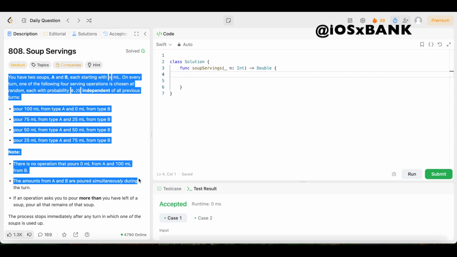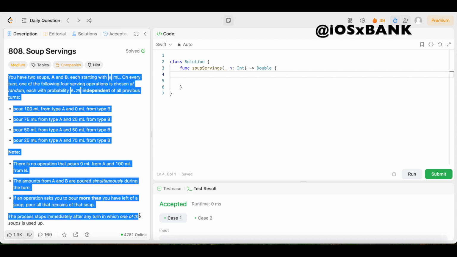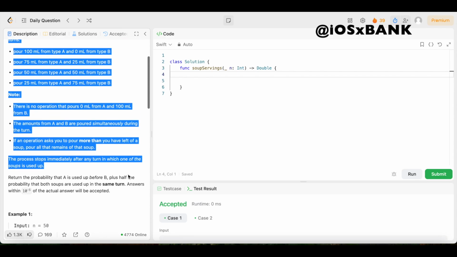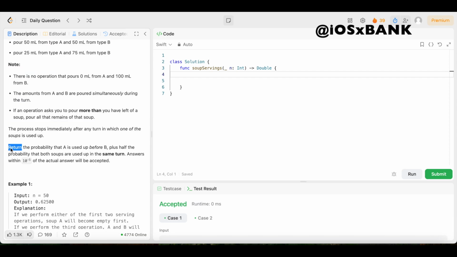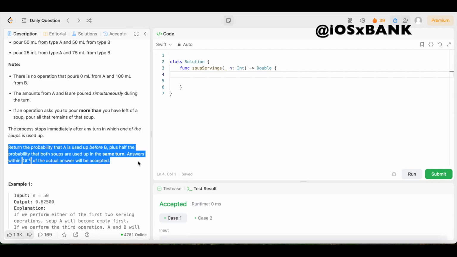The amounts from A and B are poured simultaneously during the turn. If an operation asks you to pour more than you have left of a soup, pour all that remains in that soup. The process stops immediately after any turn in which one of the soups is used up. It says return the probability that A is used up before B, plus half the probability that both soups are used up in the same turn. Answers within 10 to the negative fifth power of the actual answer will be accepted.